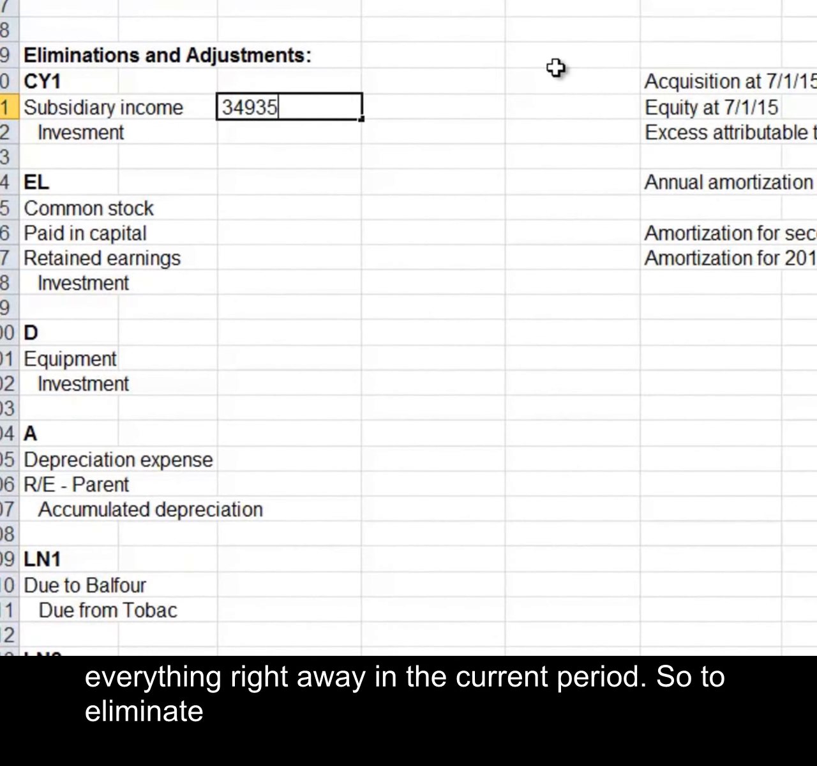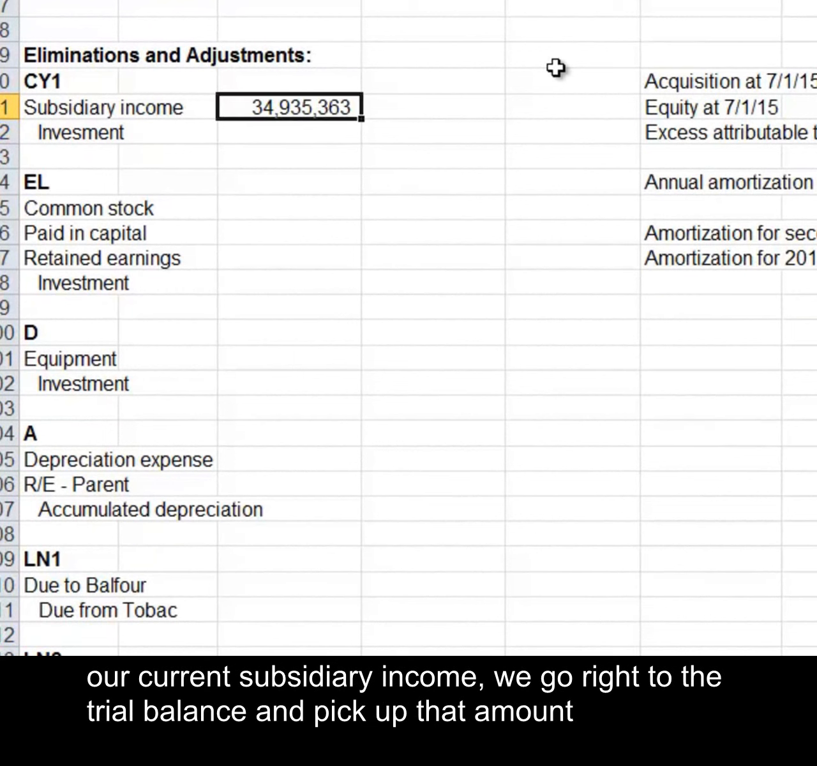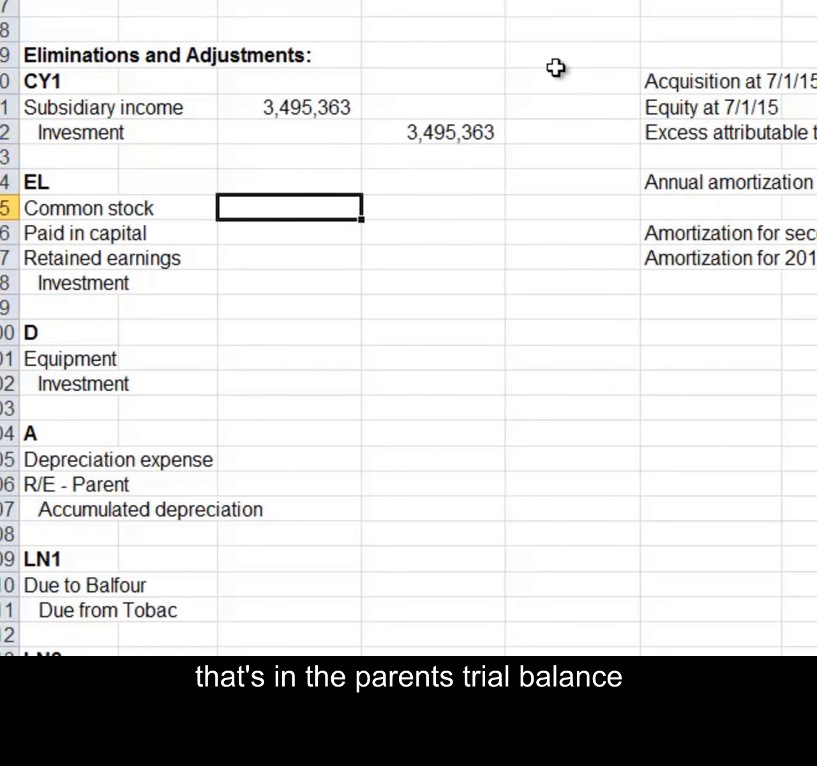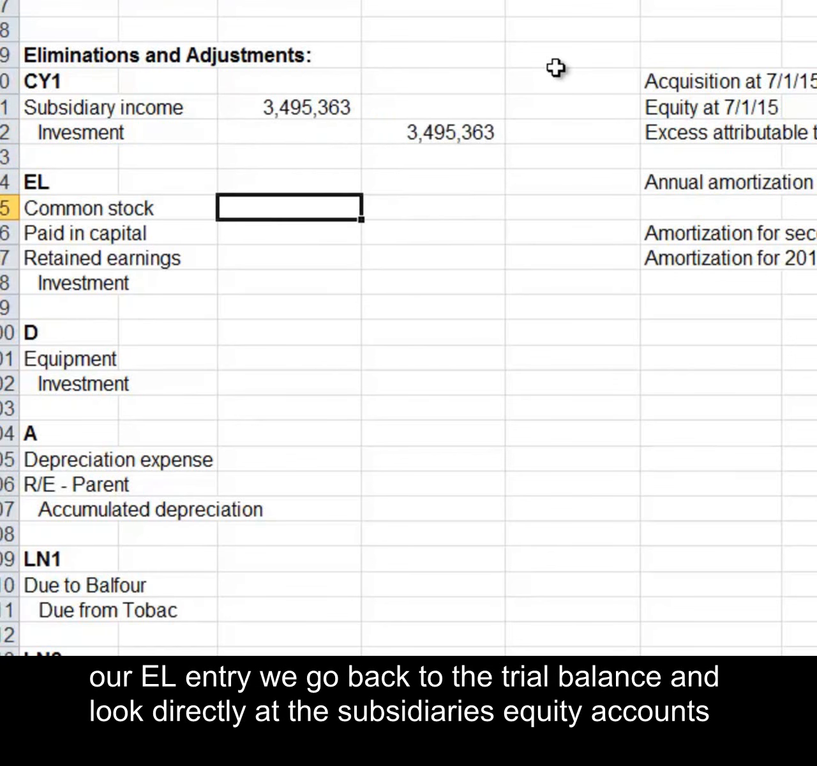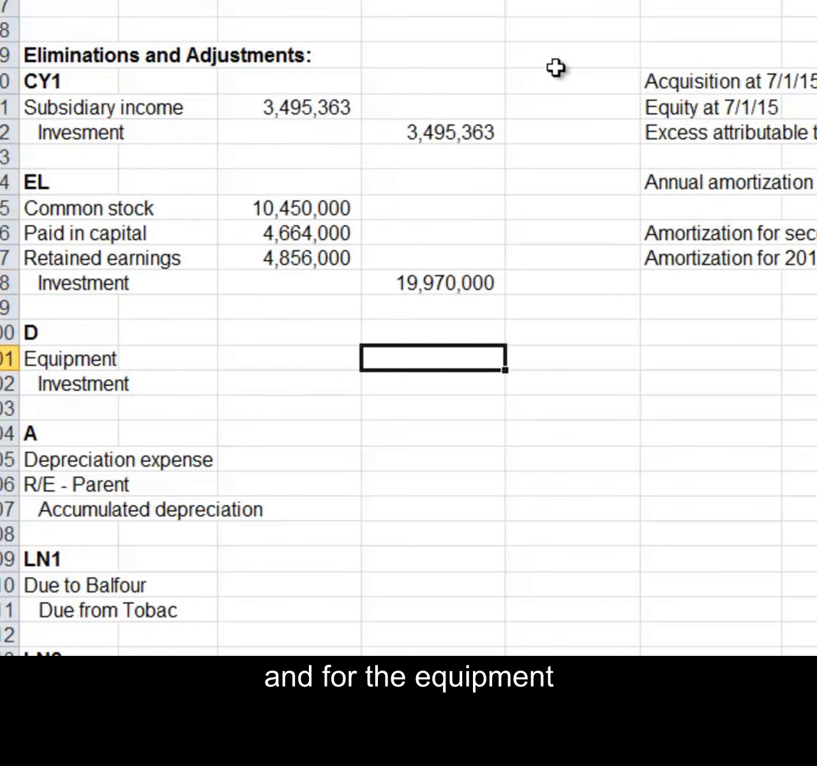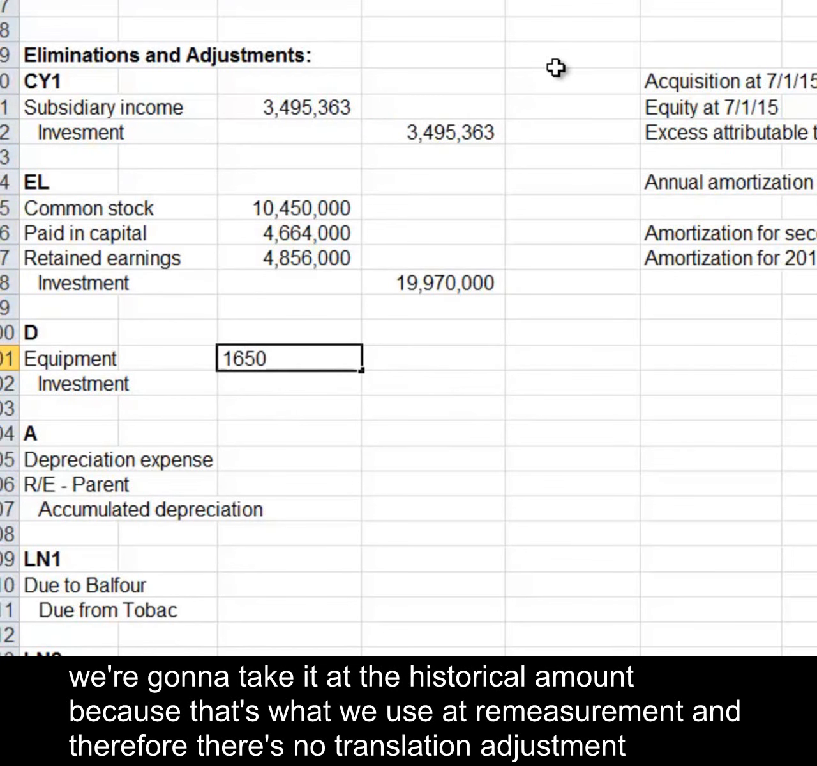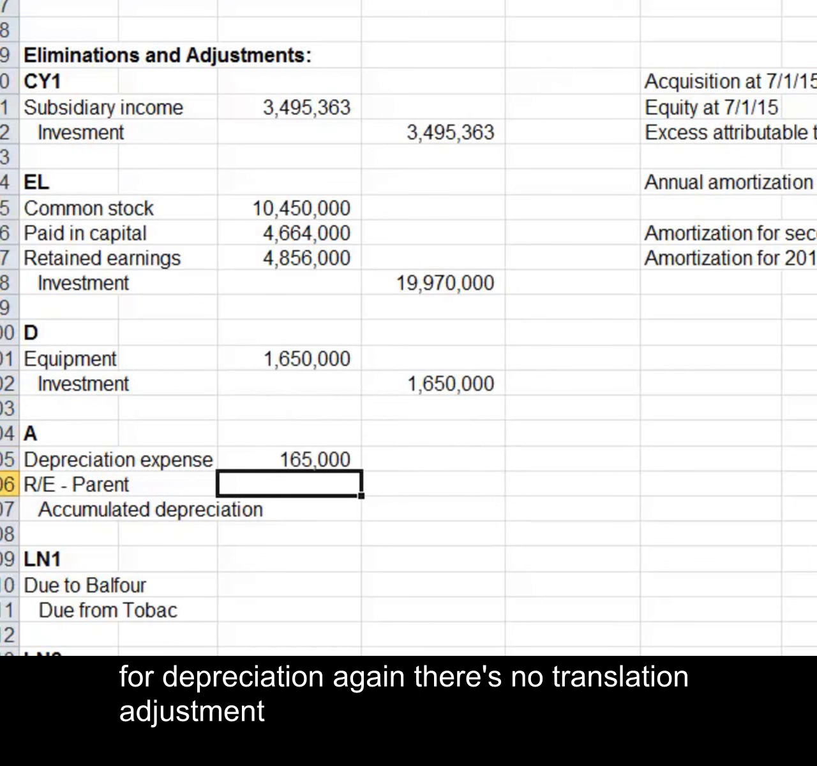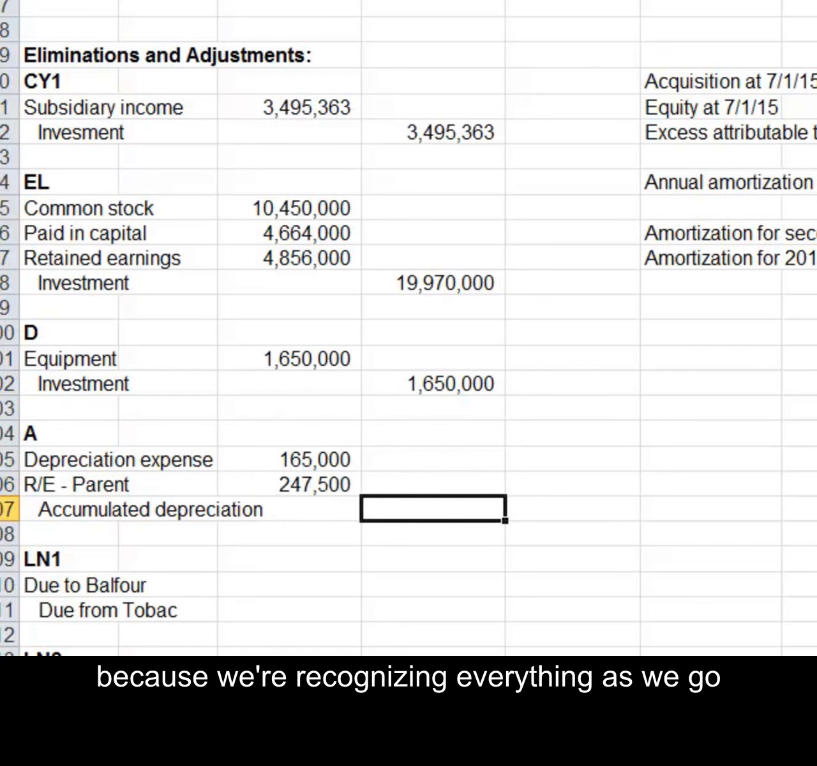So to eliminate our current subsidiary income, we go right to the trial balance and pick up that amount that's in the parent's trial balance. Our EL entry, we go back to the trial balance and look directly at the subsidiary's equity accounts and eliminate that against the investment just like we did before. And for the equipment, we're going to take it at the historical amount because that's what we use at remeasurement, and therefore there's no translation adjustment. For our depreciation, again, there's no translation adjustment because we're recognizing everything as we go.